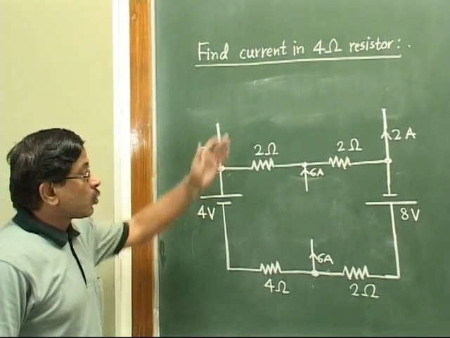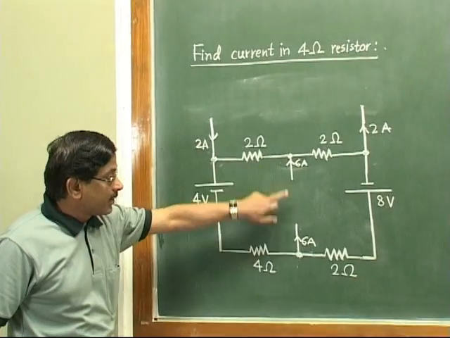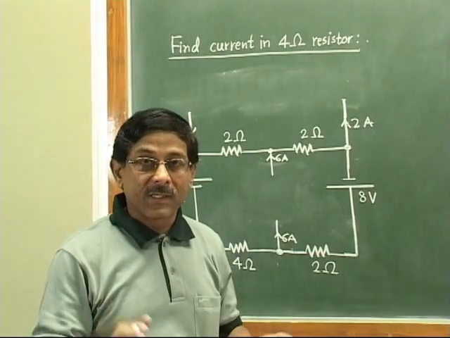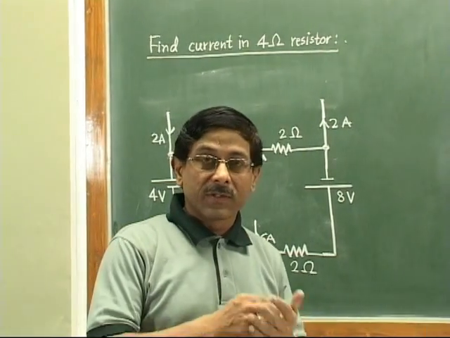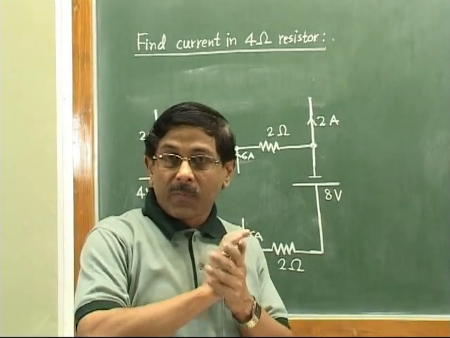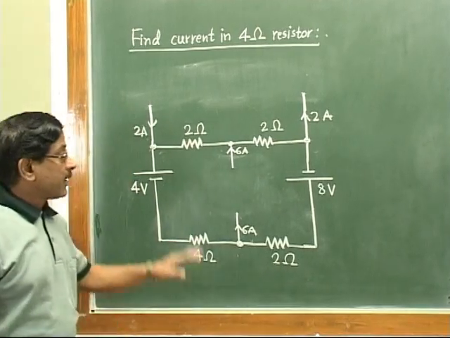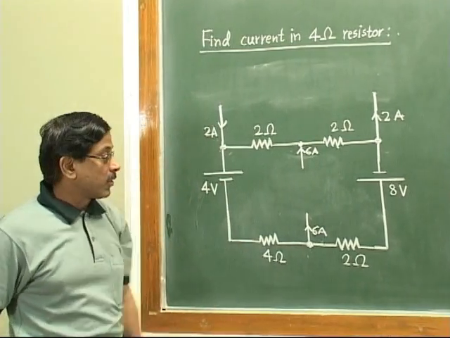So two sources were there and we have marked the currents like this. And now you go to your procedures. You can use Kirchhoff's laws, or use this circuit for superposition theorem, Thevenin's theorem, Norton's theorem, anything. Now suppose we solve the problem with Kirchhoff's laws.